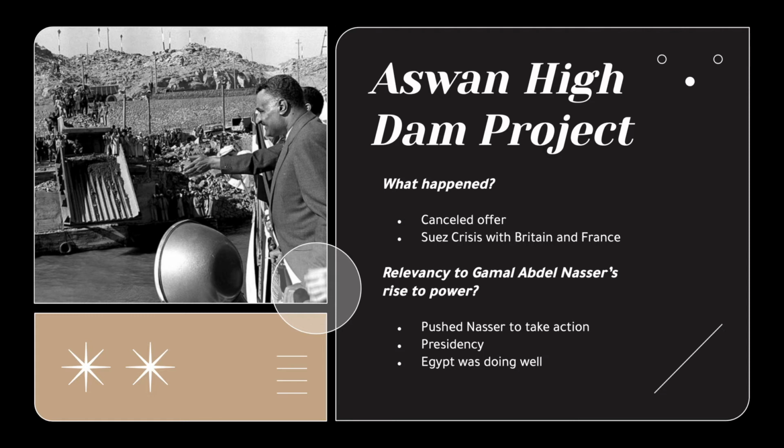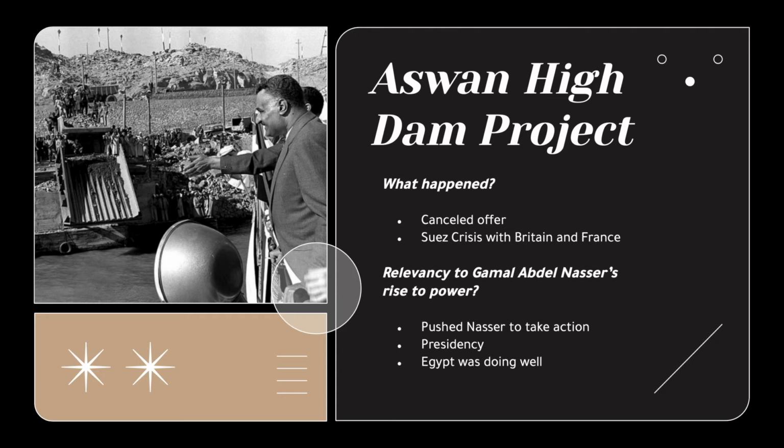Britain and France weren't necessarily happy about this, so they decided to team up with Israel to attack Egypt, which then became known as the Suez Crisis. Nasser stationed the UN Emergency Force, also known as UNEF, in the Sinai Peninsula to prevent anything from happening between the Egyptian and Israeli forces. He dramatically rose in power right after, as he was elected the president in 1956.